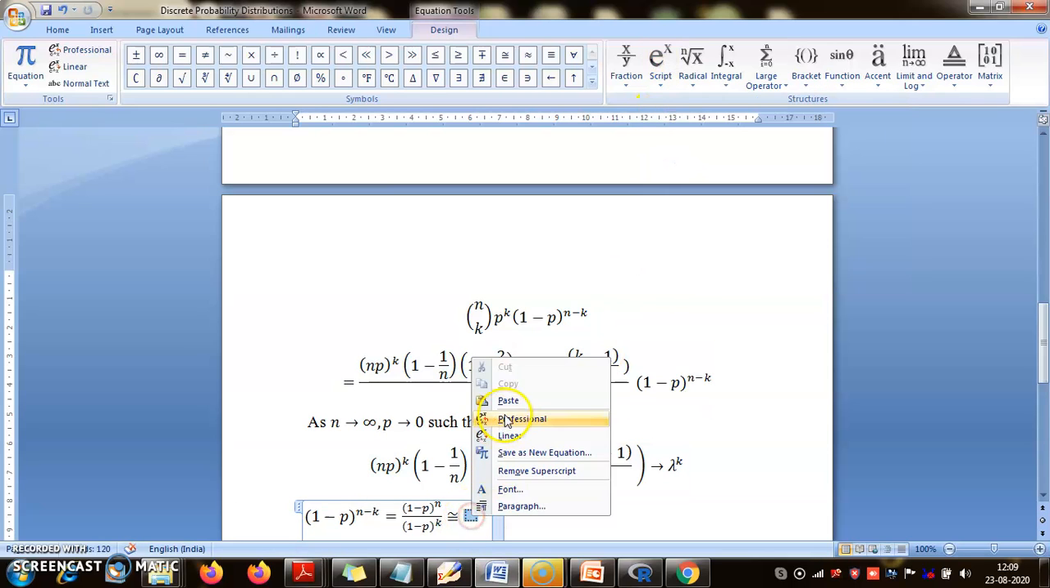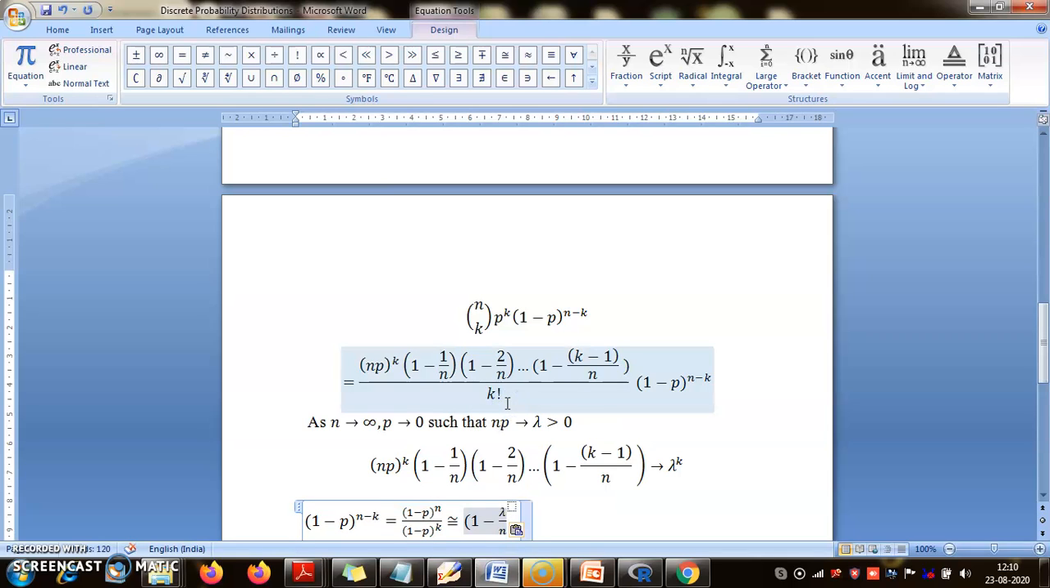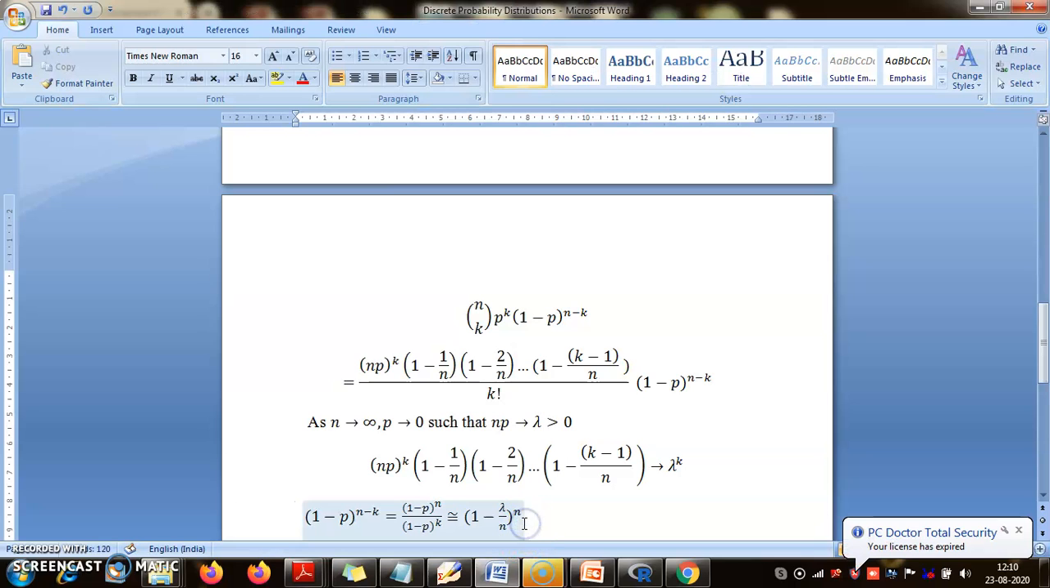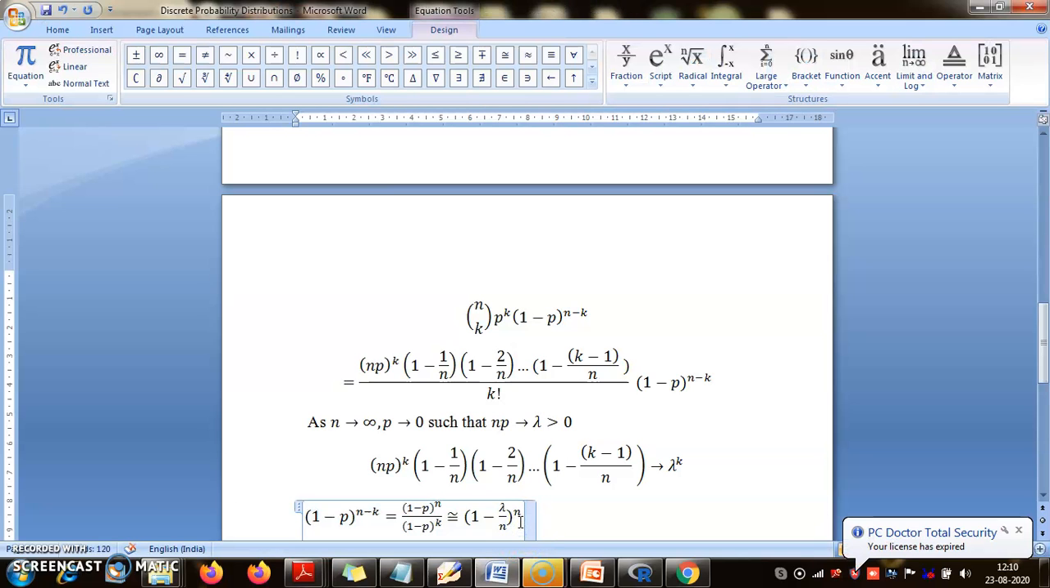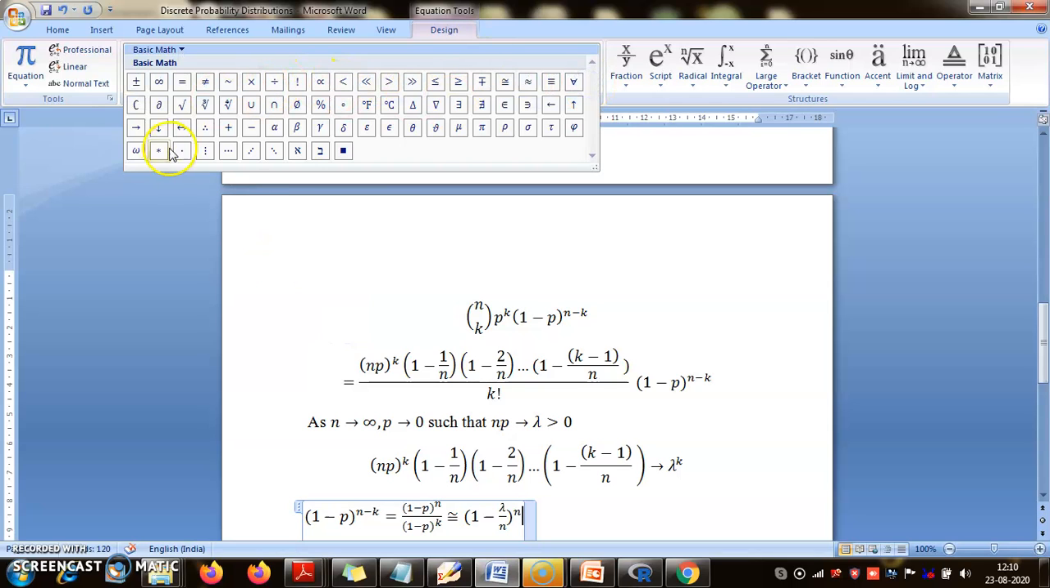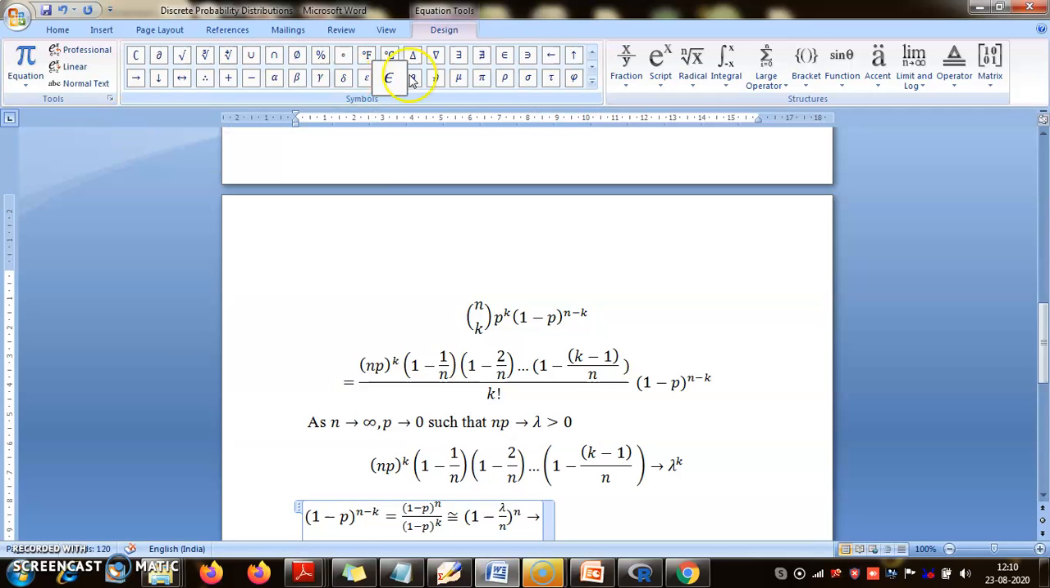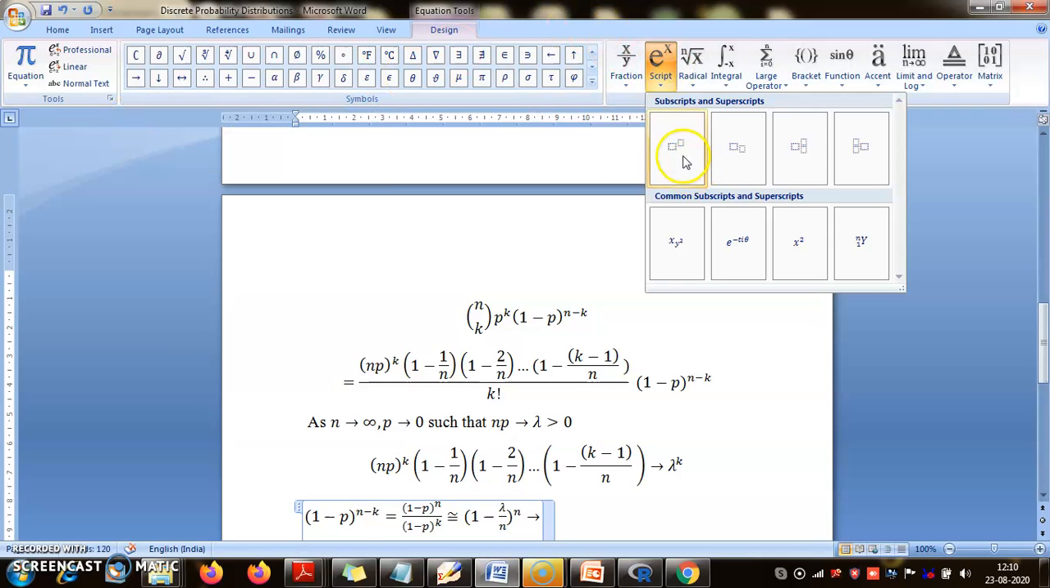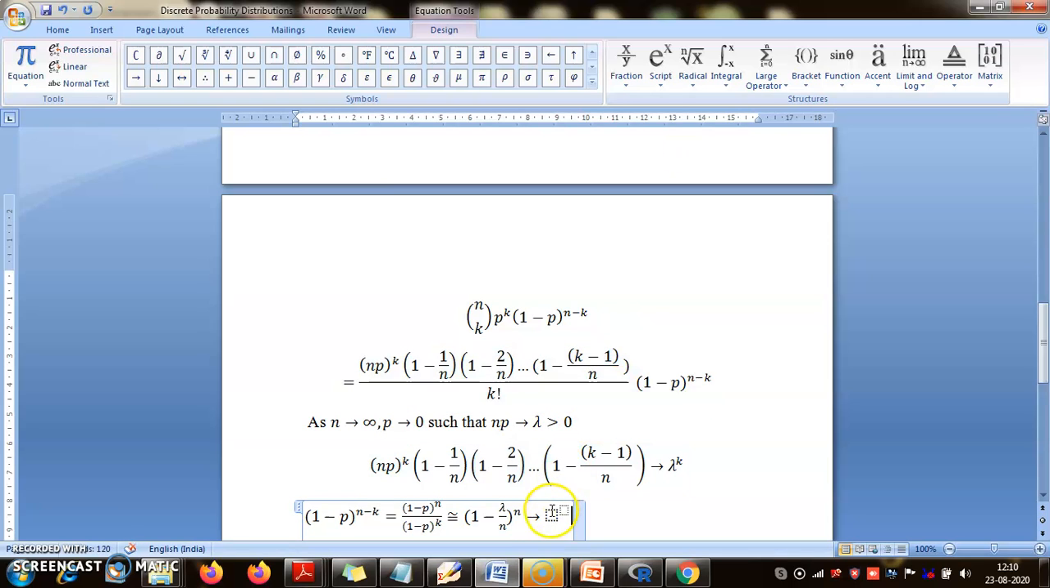This expression raised to the power n. Now, where does this go? You know from your 10 plus 2 level calculus that this converges to, where? E to the power minus lambda, and hence the result.